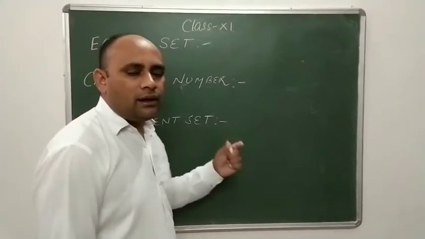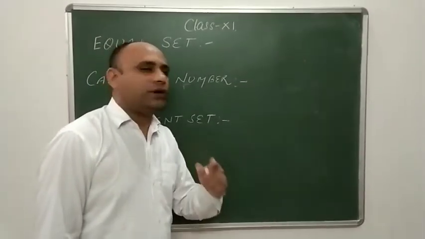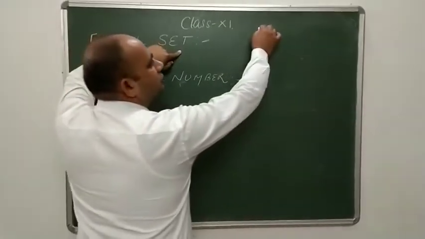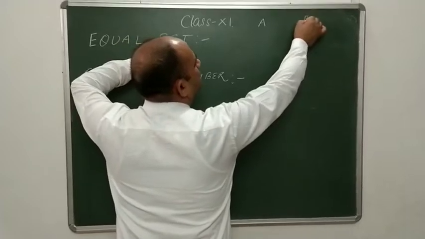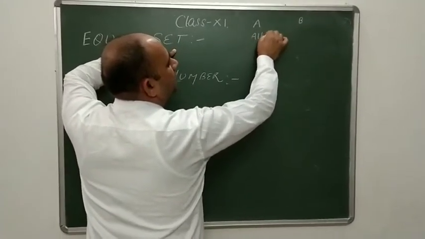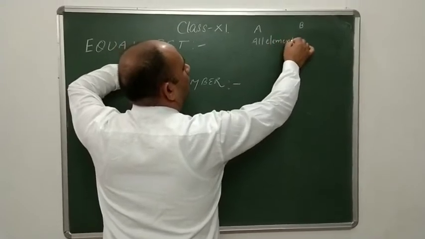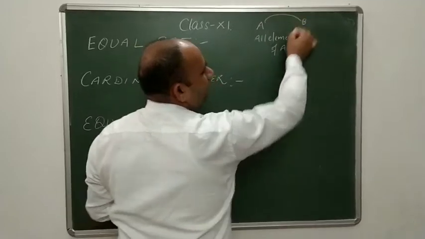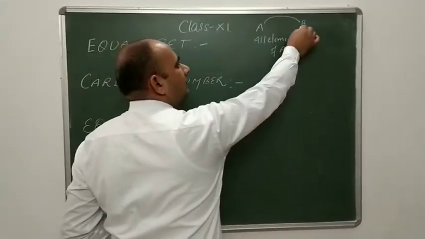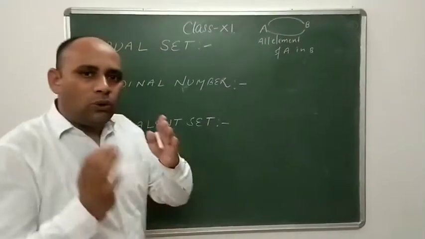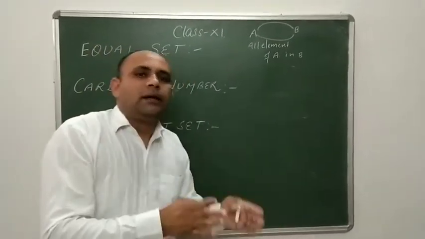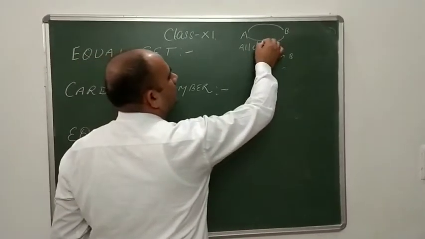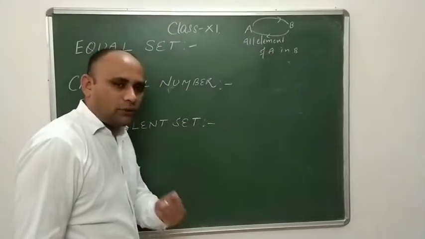Yesterday, after empty set, null set or void set, equal set. Equal set means if two sets A and B, all elements of A are in B and all elements of B are in A, then both sets are called equal sets.